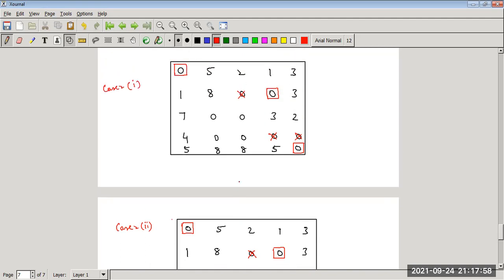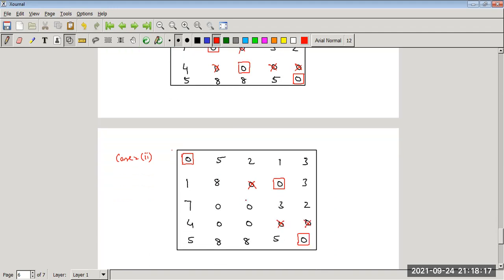Okay, now we have two choices in case number 2 1 and 2 2. What are those choices? If we assign this job to this person, then we cross this one and we have only one 0, so we assign this. Now instead, if we assign this job to this person, then we cross this one and this one. Now we assign this job, right?